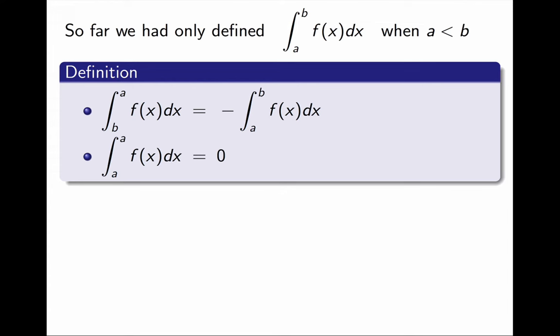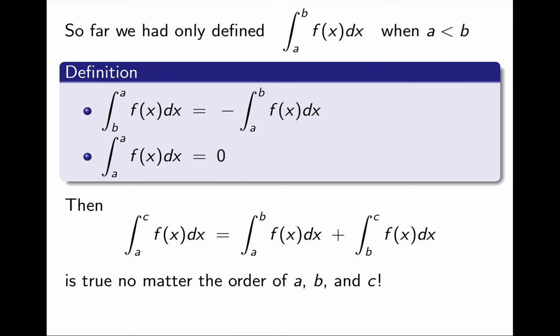This is extremely useful. With these new definitions, the identity I had, that the integral from a to c is the integral from a to b plus the integral from b to c, is true no matter the order of the numbers a, b, and c. For example, if c is between a and b or anything else, even if some of them are equal. I will leave the proof as an exercise. It is a proof by cases, depending on the order of a, b, and c.